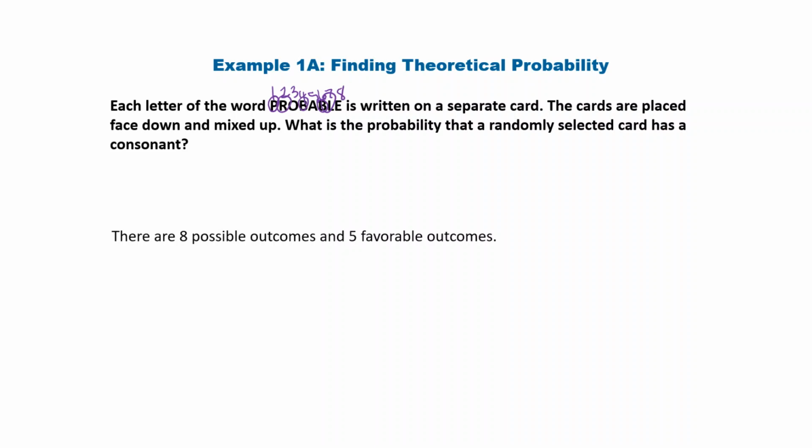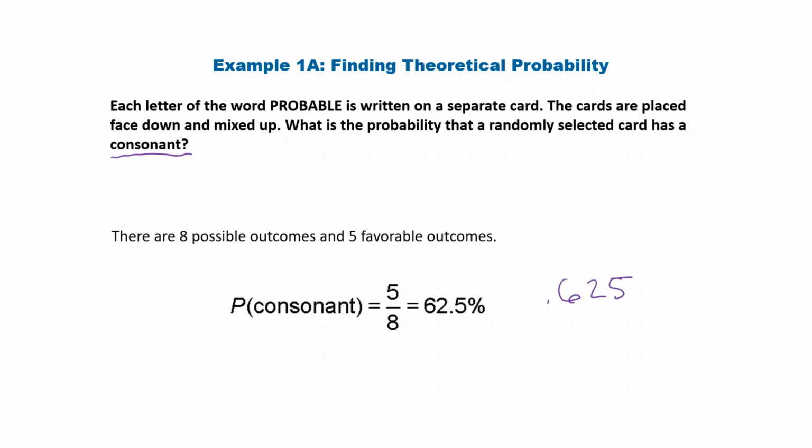All right, and the question says, what is the probability that a randomly selected card has a consonant? So that's our favorable outcome. So we have 5 favorable outcomes and 8 possibilities. So the probability of drawing a consonant is 5 over 8, or you can put that in your calculator and you get 62.5%. If you put in your calculator 5 divided by 8, remember that you're going to get 0.625, but we want to change it to a percentage, so we just need to move our decimal point 2 places over to get 62.5%.